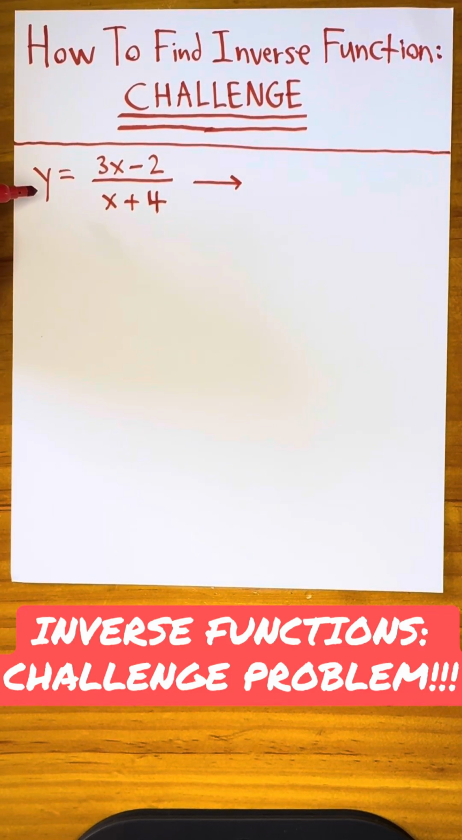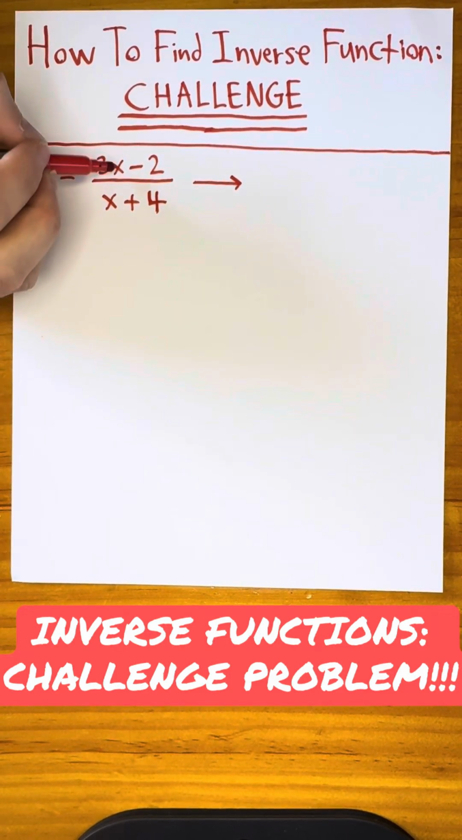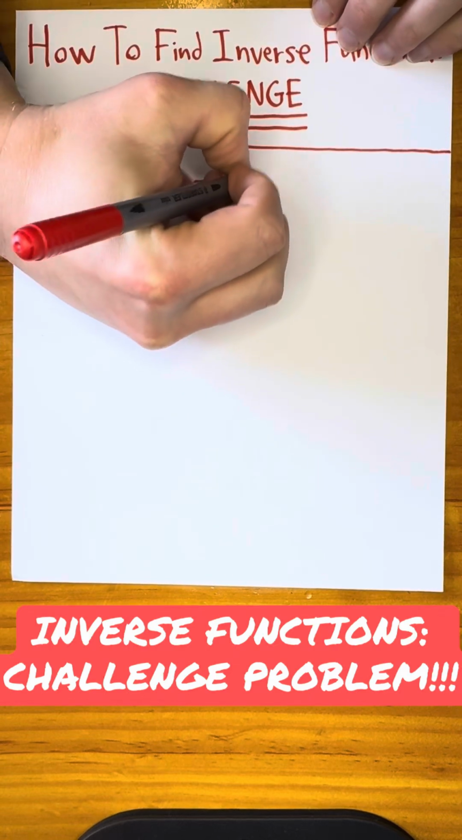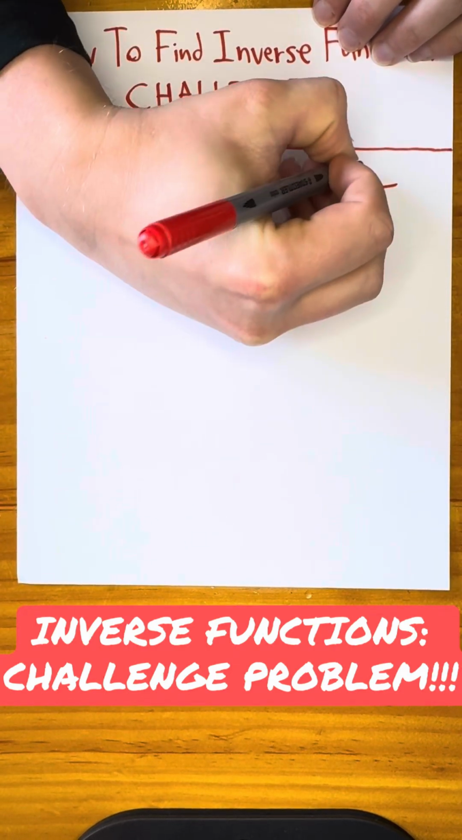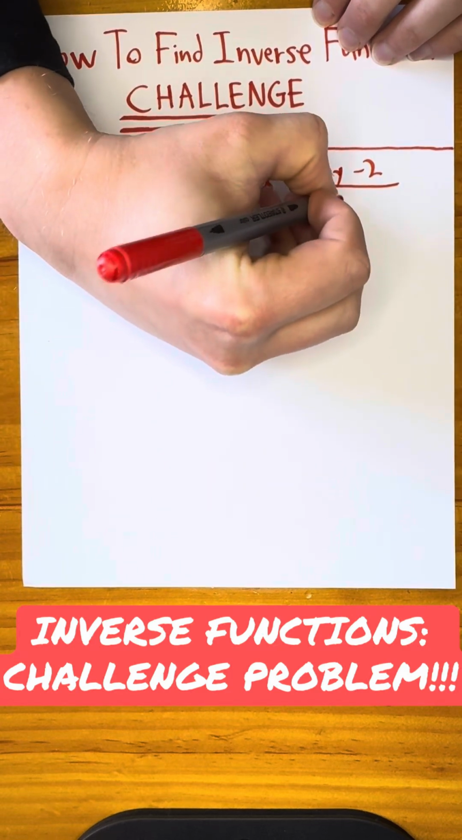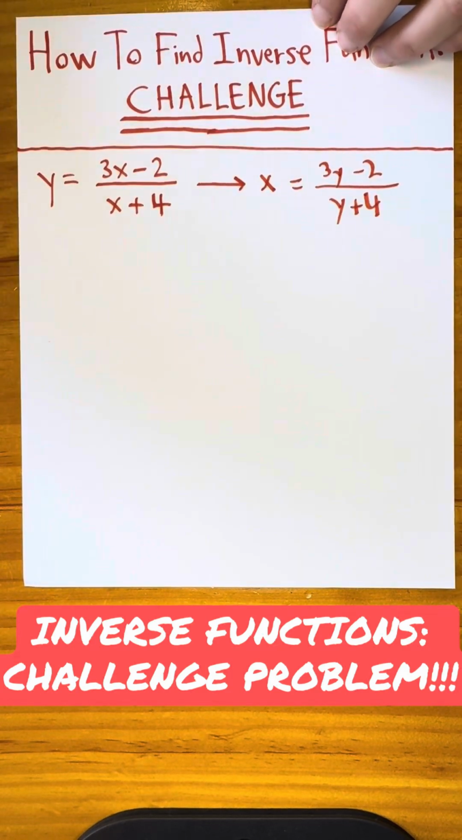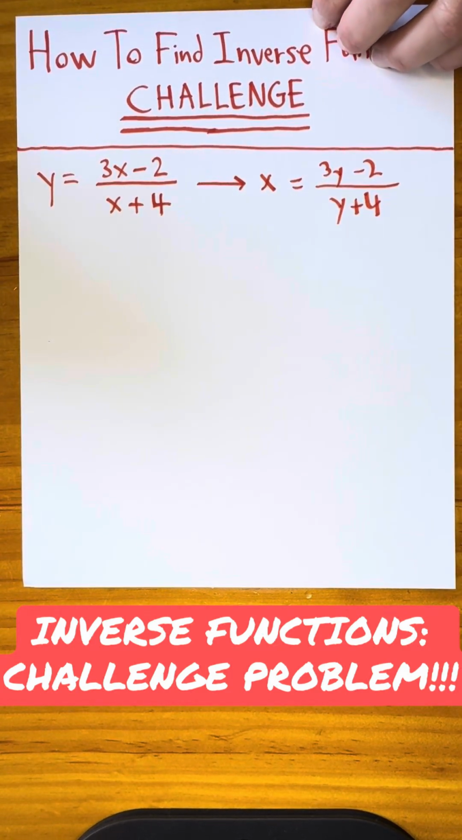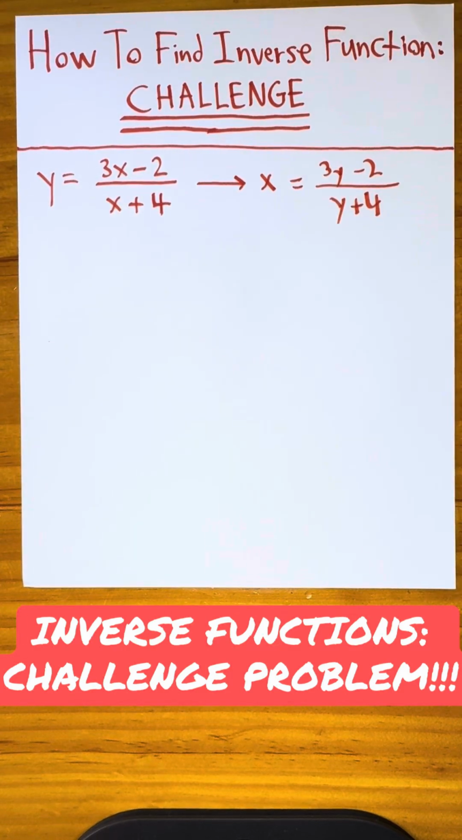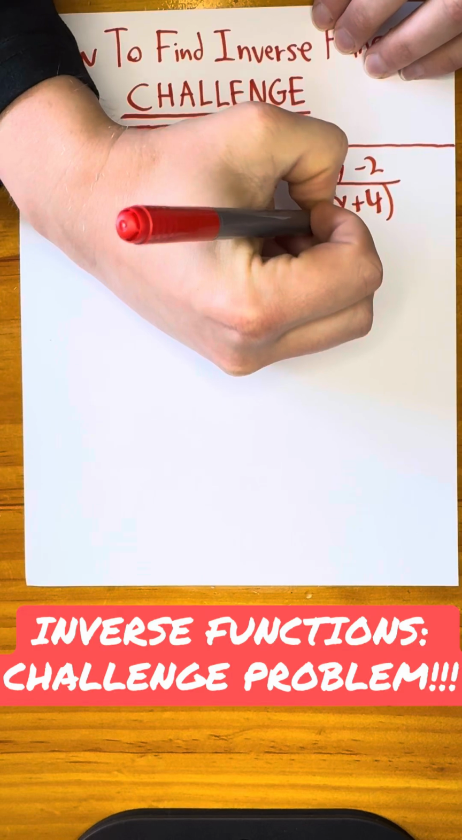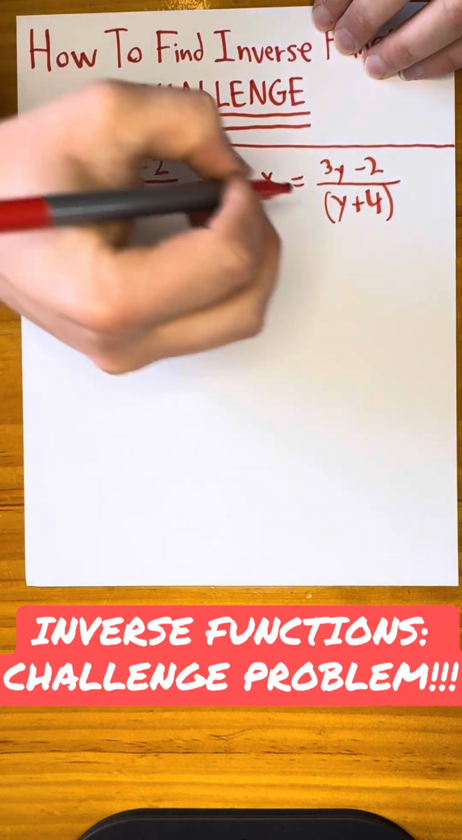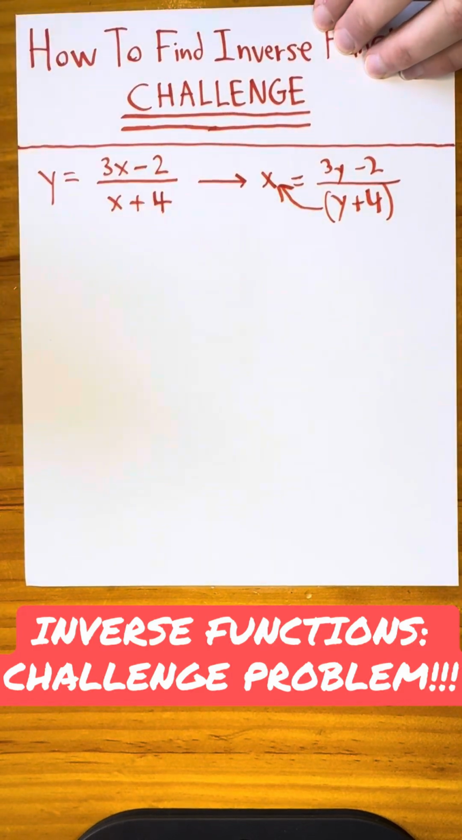So this y right here is now going to be an x. Those are going to be y's. So we say x equals, and then 3y minus 2 over y plus 4. Okay, so not too bad so far, but we have to deal with the fact that we have a fraction. And so I think the thing we should do next is take this whole denominator here as a group and cross multiply it up to this other side by the x that's already there.